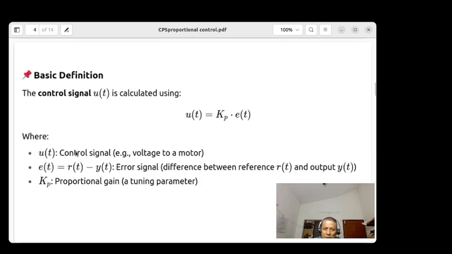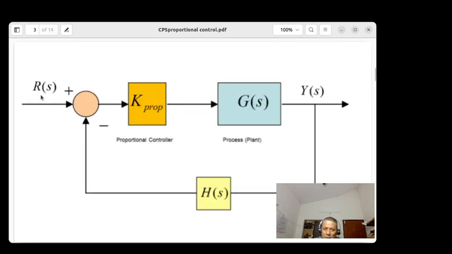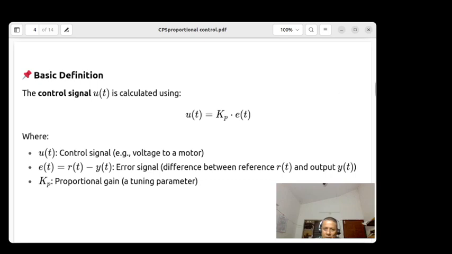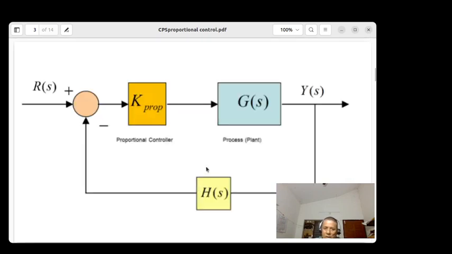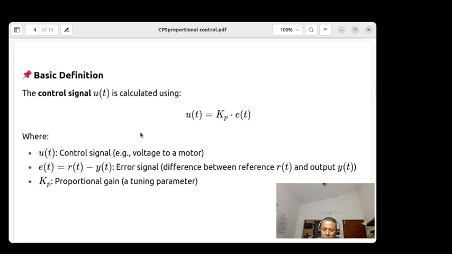Then E of t is reference minus y of t, that is, r of t minus y of t, the error signal, and Kp is the proportional gain. It is a tuning parameter. How we choose this Kp is a question, and it is a designer's choice.